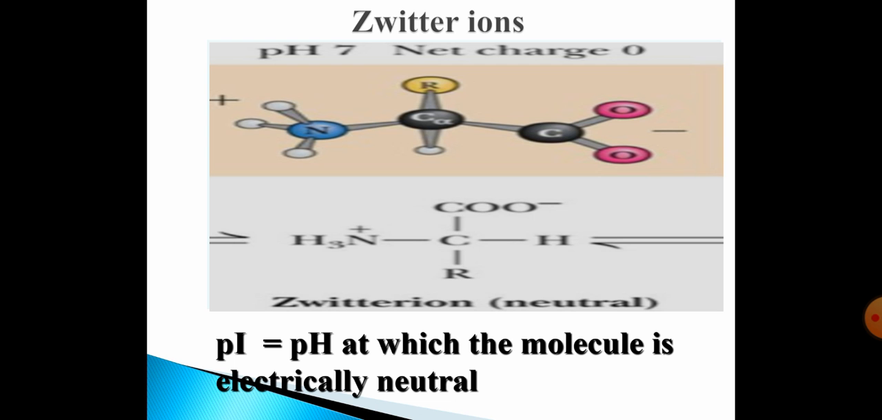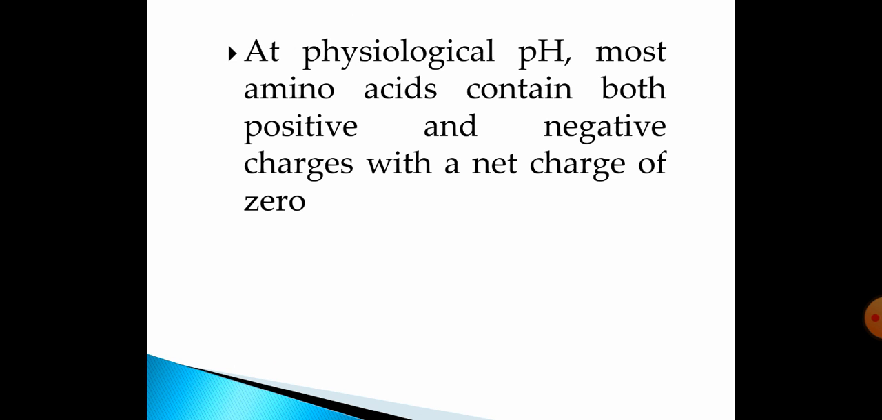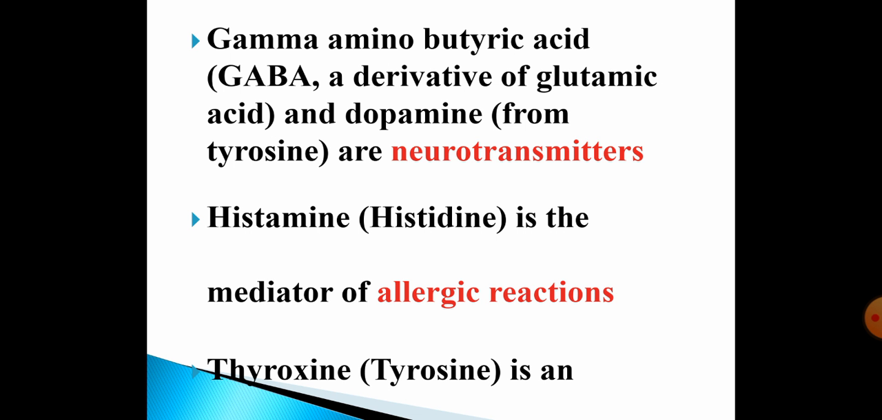And here we talk about zwitterions, a molecule that is electrically neutral, and we talk about the isoelectric point and the pH. Most amino acids contain both positive and negative charge with a net charge of 0. And we gave some examples of amino acids. We talked about the gamma amino acids. As I told you, this is just a revision of the last lectures.